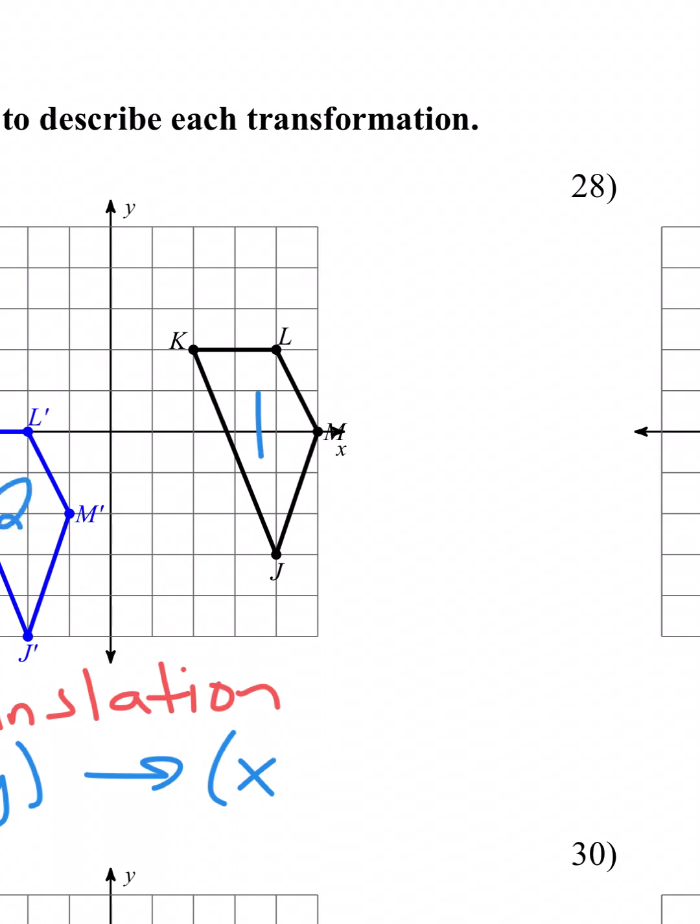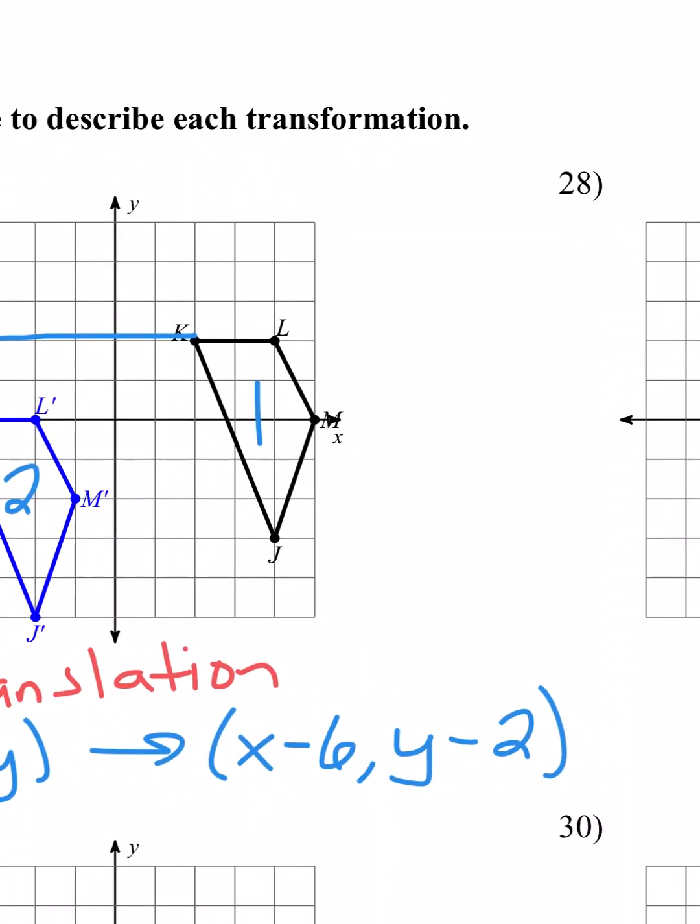I'm going to go from k. Which direction do I move for k? Left. How many? 6. So if I'm going left, is that negative or positive? Negative. Yep, so x minus 6. And then how many am I going up or down? 2. How do I write that? Y minus 2. So for translations, that's how you describe it. Okay? Since I used translation, do you think I can use it again?